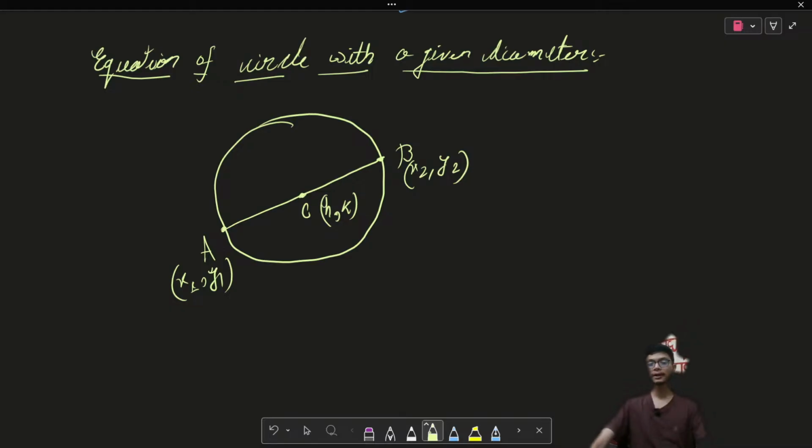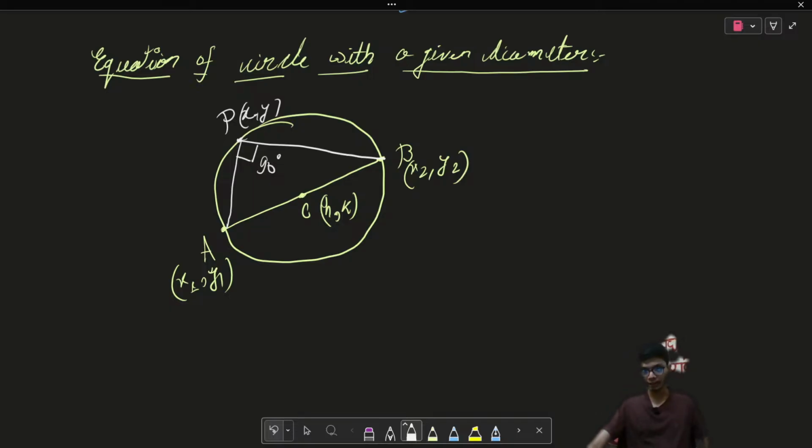Okay, so we know this particular thing, right? Now we have already studied one of the very important properties: any point on the circle will subtend a 90-degree angle at the diameter, right? So if I take any point, let us say P, which is given as x comma y, and I try to see what angle this point P is subtending on this diameter, this particular angle is going to come out as 90 degrees, right? This is one of the very crucial properties regarding the circle, right?